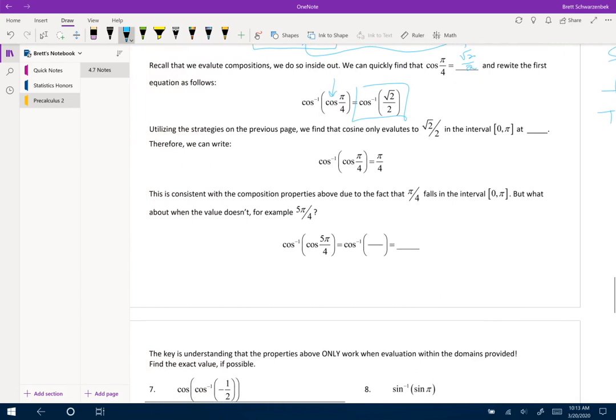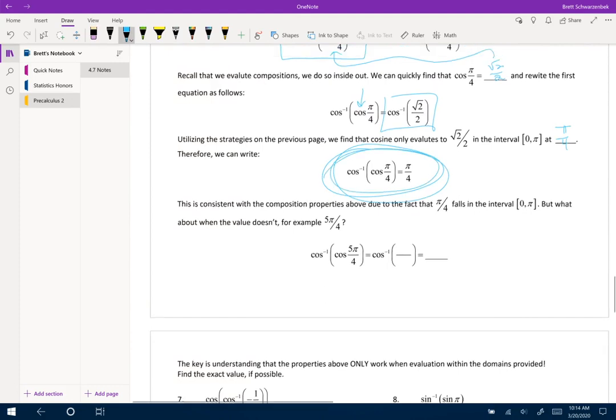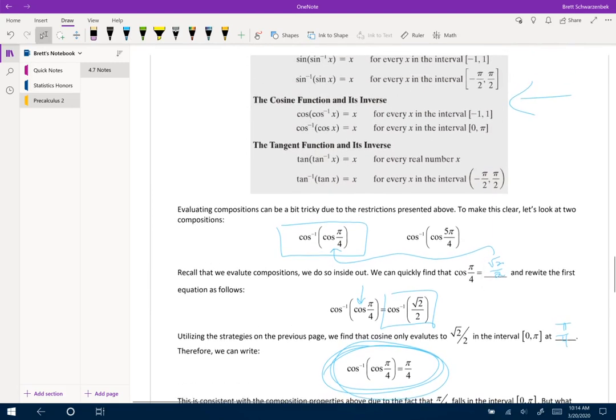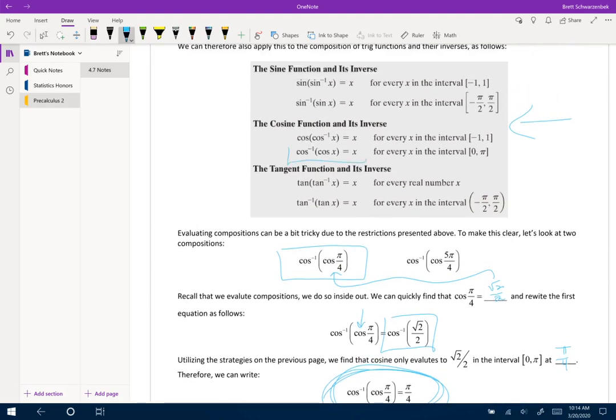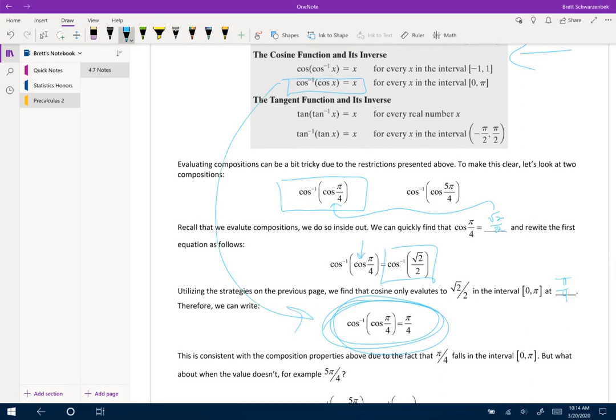So we end up with the following statement: the cosine inverse of the cosine of pi over 4 is pi over 4. Looking back, you'll see this is the exact formula, if you look at these two things that we had before. If we replace this with x and this with x, that's what we get. So what the book is trying to explain is that if you use this formula, you can actually do this faster.